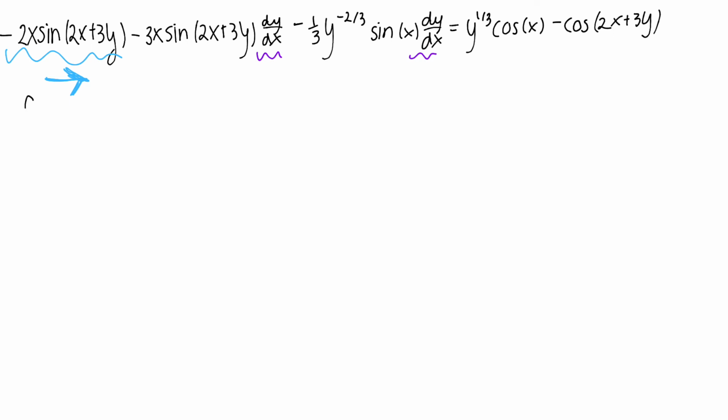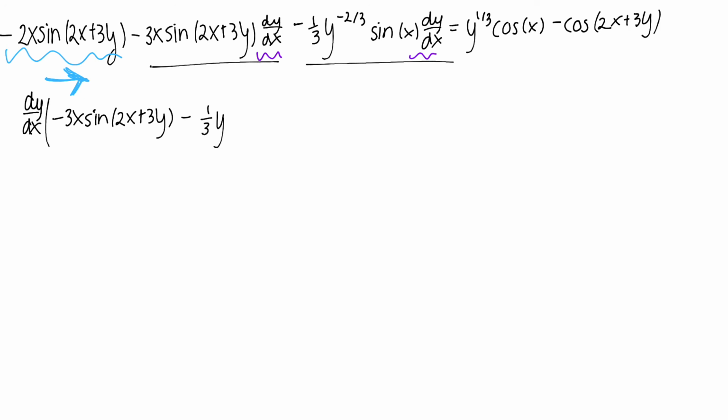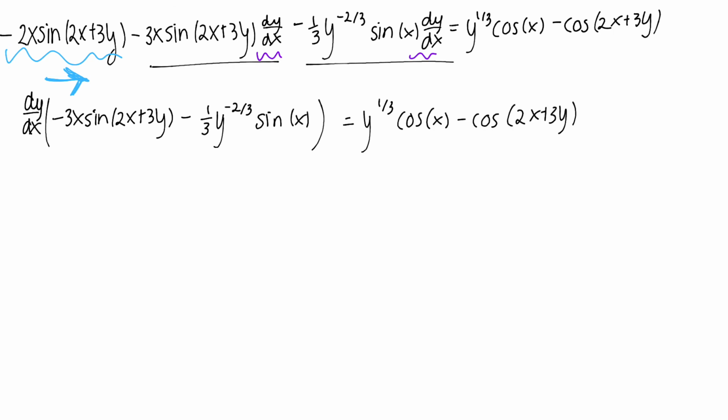All right, so I'm factoring this dy dx out of these guys right here. Negative 3x sine of 2x plus 3y minus 1/3 y to the negative 2/3 sine x equals y to the 1/3 cosine x minus cosine of 2x plus 3y. And then don't forget, we moved this fella over, so that's plus 2x sine 2x plus 3y.